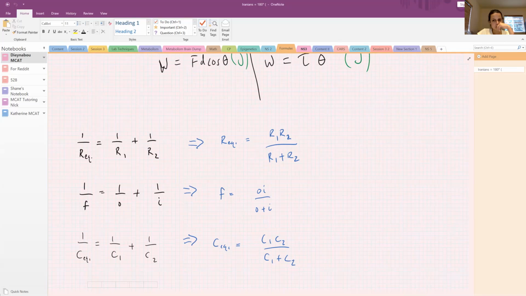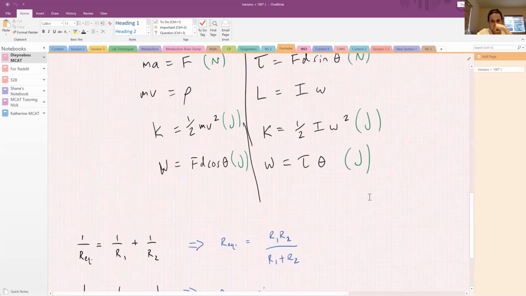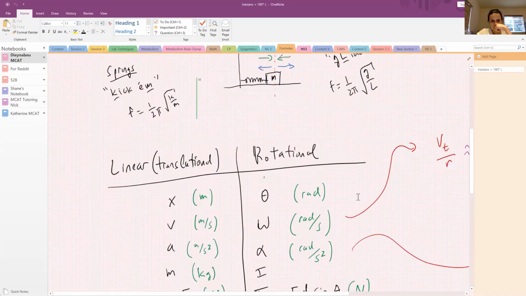Yeah, on Reddit I wrote this optics guide, which you can also take a look at. I can send you the link, but yeah, this is a good one to remember.